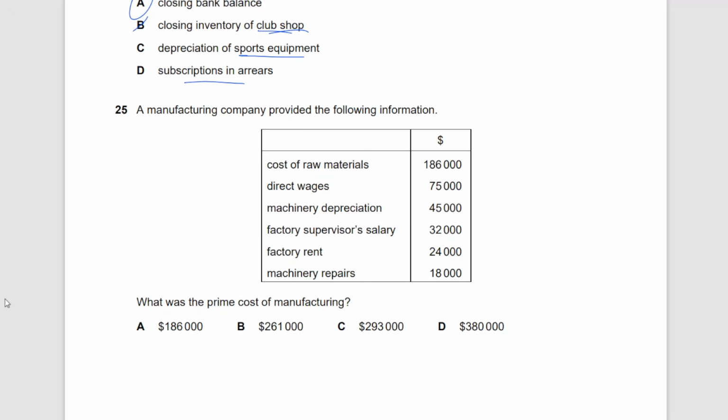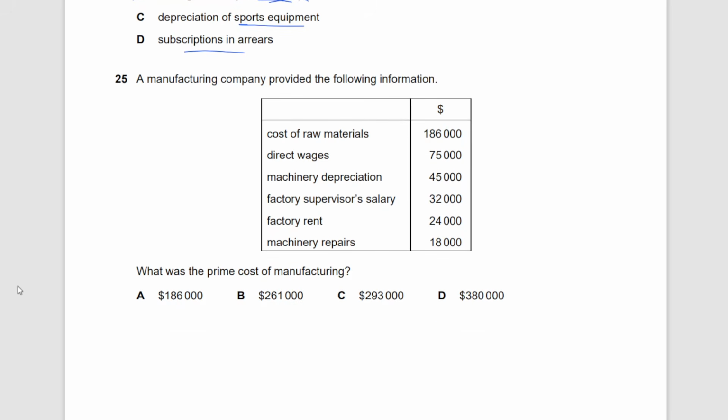The manufacturing company provided the following information. What was the prime cost? Prime cost means the direct cost of material, direct wages, direct expenses. Cost of raw materials will be taken, direct wages will be taken. This is overhead, overhead, overhead, overhead. So 186 plus 75,000. That is 261,000. Let's move on.